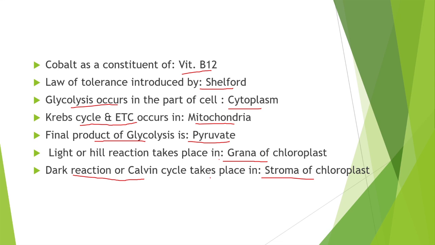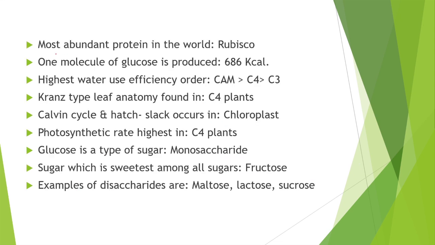The most abundant protein in the world is rubisco, that is ribulose bisphosphate carboxylase and oxygenase. One molecule of glucose produces 686 kilocalorie. The highest water use efficiency order is CAM plants, then C4 plants and then C3 plants. These CAM plants include all the desert plants and they have highest water use efficiency.